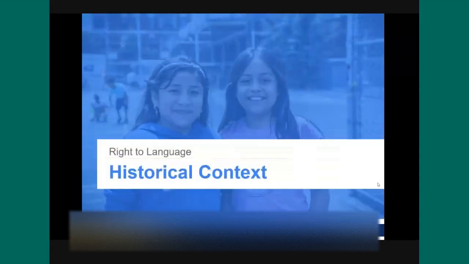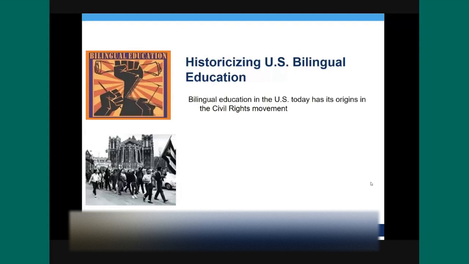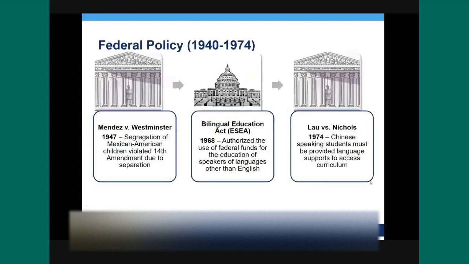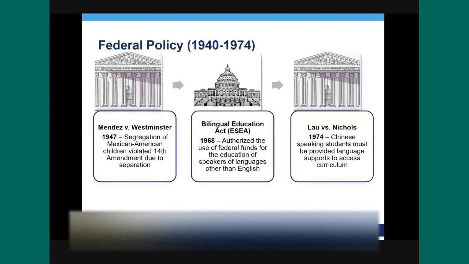I want to talk about the historical context specifically of bilingual education. So the bilingual education movement has its origins within the civil rights movement, and it was really about immigrant communities advocating for themselves as a part of the racial justice that they needed. So it was led within the communities themselves advocating for their own rights. Within that movement, some pretty significant federal policies were decided both at the Supreme Court and then at Congress.